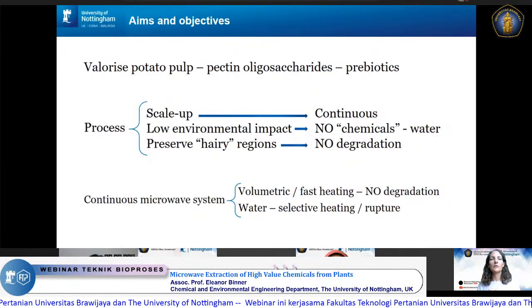We want to have low environmental impact. So we want to use water as a solvent, and we want to, as I've said, preserve the hairy pectin, so have no degradation. We want to have a continuous microwave system so that we can get this volumetric and fast heating to minimise the degradation. Also, we'd like to be able to exploit this selective heating or rupture, which means we want to be able to control the electric field so that we can actually get this temperature-induced diffusion effect that we've demonstrated at lab scale or in our model.